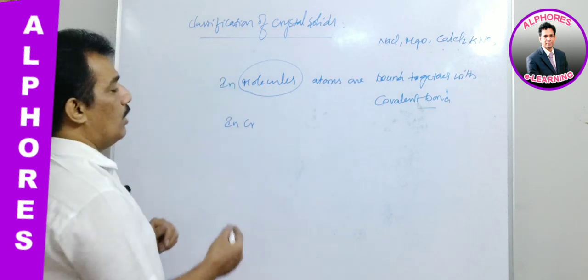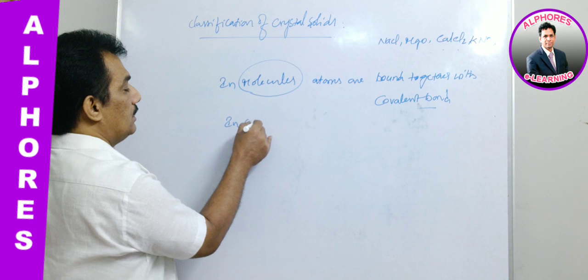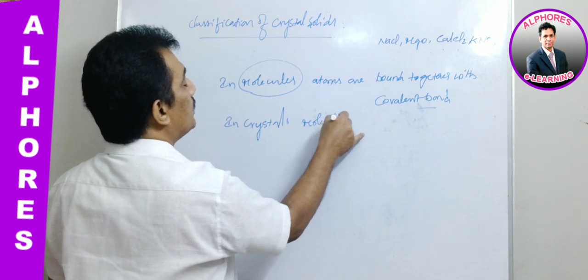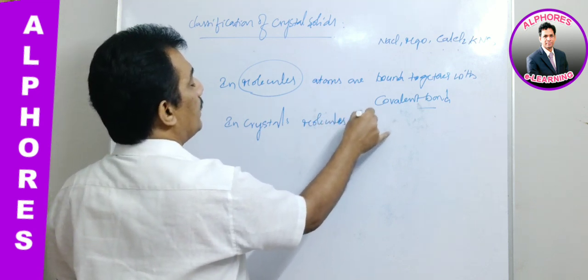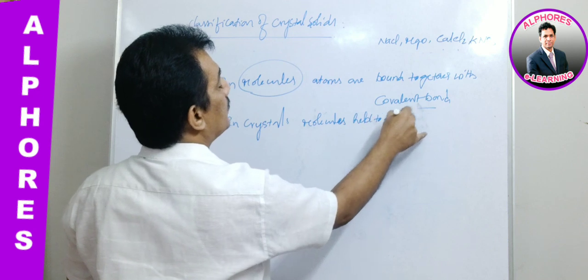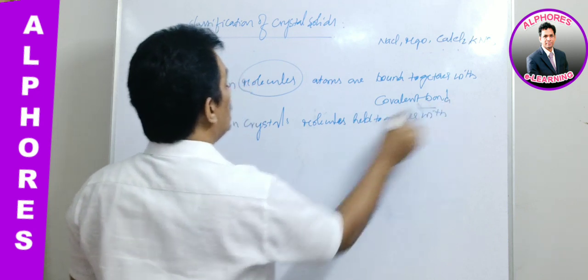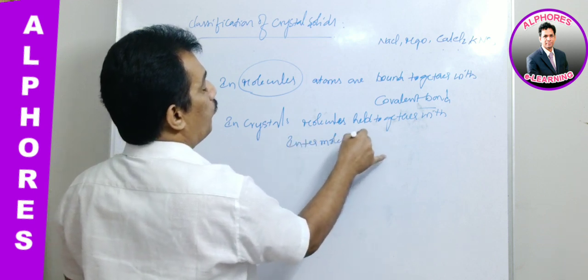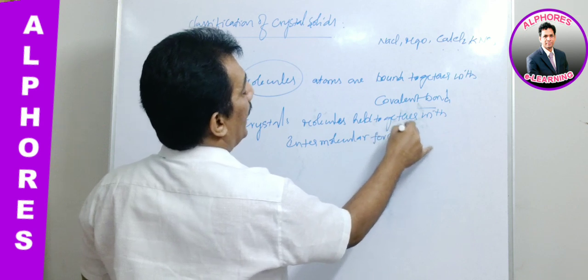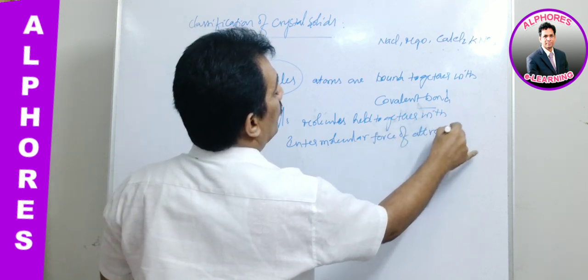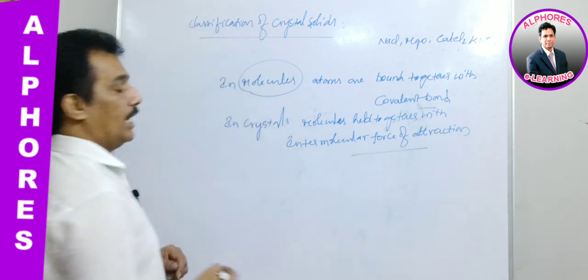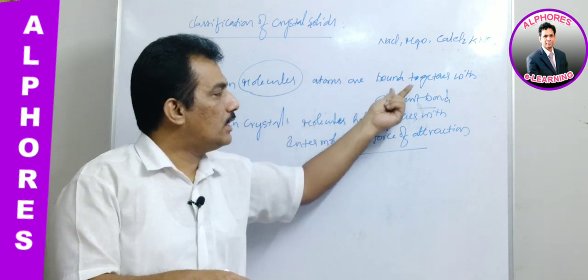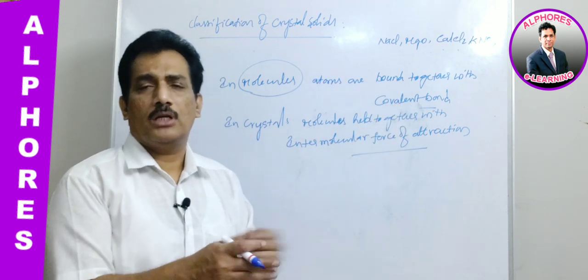Clear? And here the molecules in crystals are held together with intermolecular force of attraction. This is the reason why these are again classified into two types. Within the molecule, atoms are bound together with covalent bond. It is a normal chemical bond.